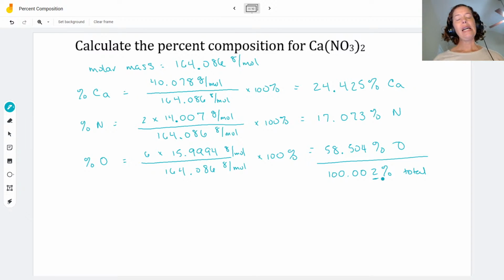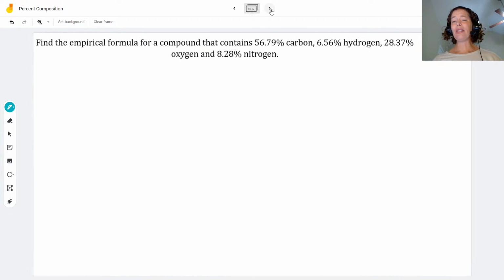So that's great. Now that hopefully we're comfortable with calculating percent composition, we are going to flip the table and we're going to be given percent composition, and we want to work our way back to either the empirical and/or the molecular formula. So here is our next problem. I just wanted to make sure that my video feed did not mess up our numbers here.